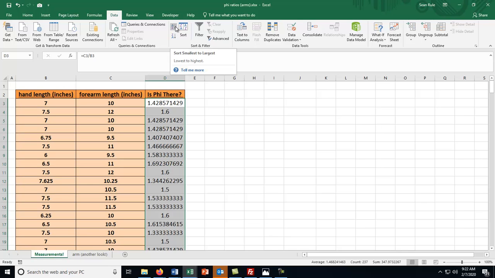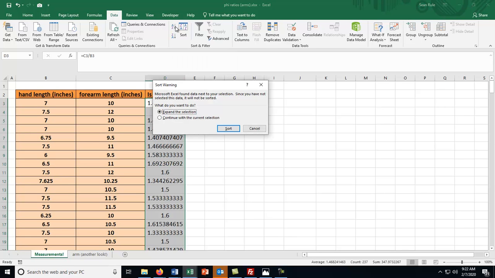And what that's going to do is it's going to put the smallest value in that list at the top, and then it's going to have the largest value at the bottom and have them all sorted accordingly. So I'm going to left click that. It always asks you this. It says, do you want to expand the selection or continue? And in all the times I've done this, very rarely do I use the second option.